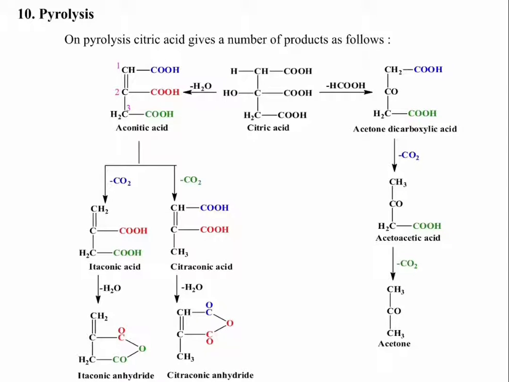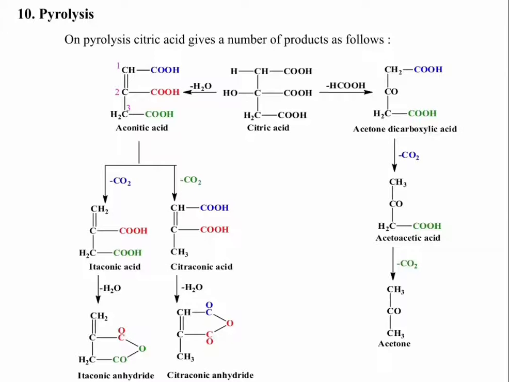Pyrolysis. On pyrolysis, citric acid gives a number of products. Formic acid is eliminated from citric acid to form acetone dicarboxylic acid, which undergoes decarboxylation. So first it forms acetoacetic acid. It further undergoes decarboxylation to form acetone.